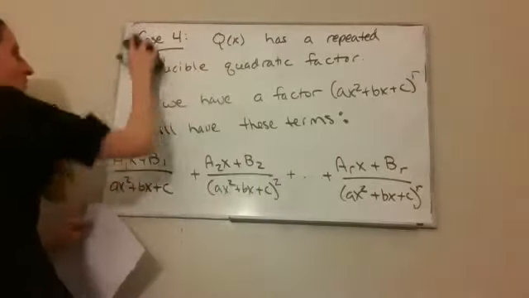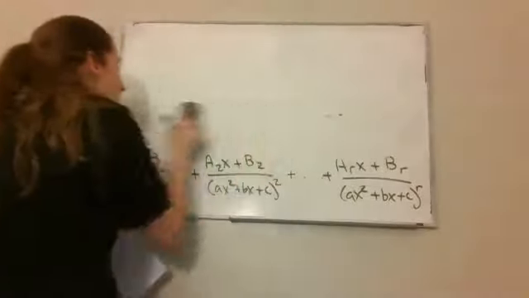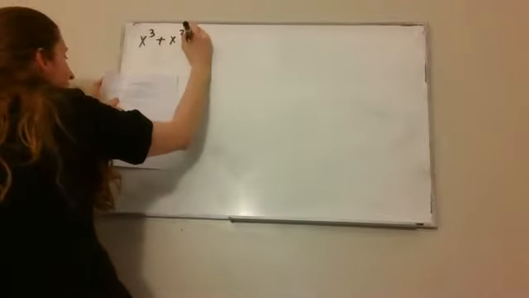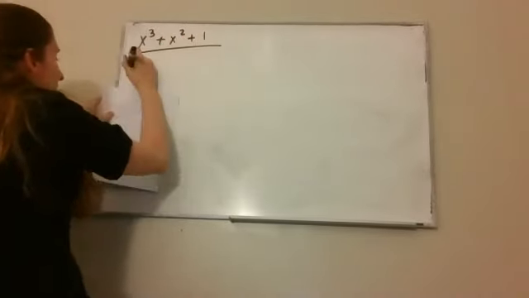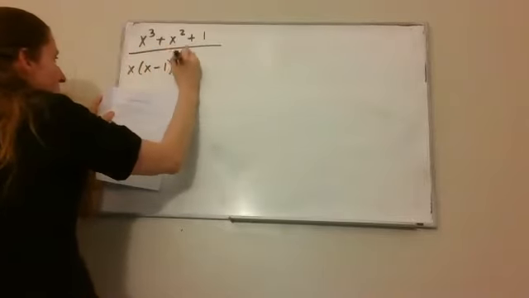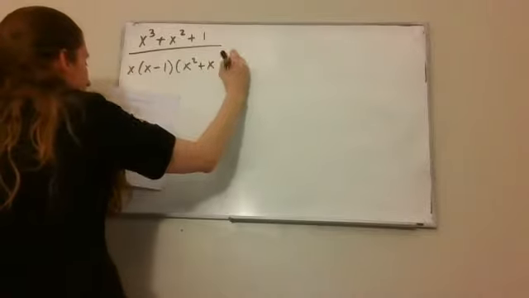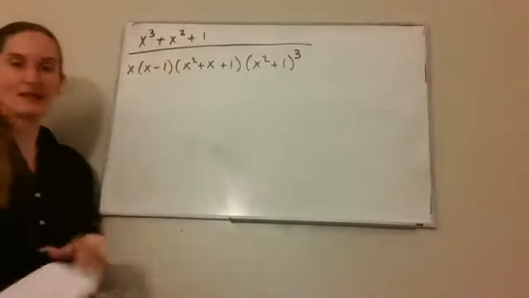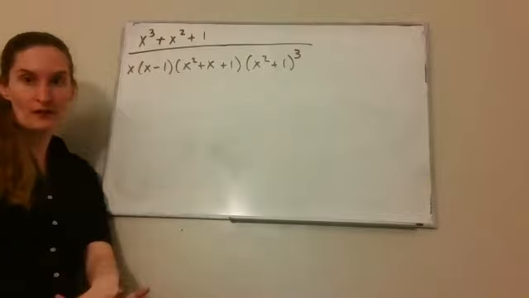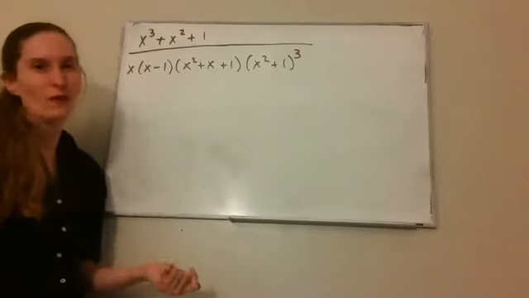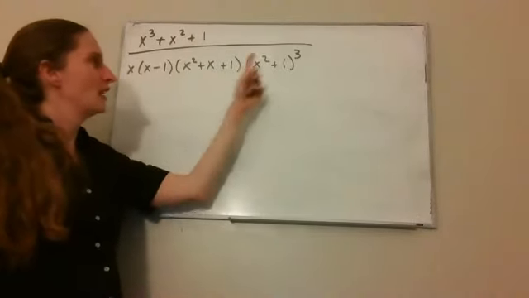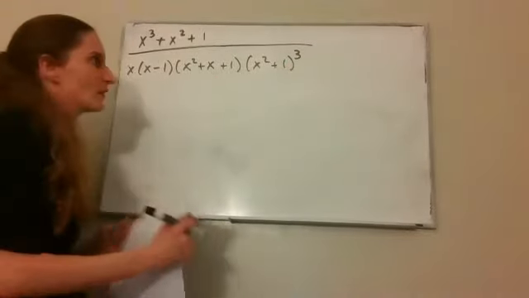So, for example, if we were going to just write out what the form of a partial fraction expansion looks like for this, x to the third plus x squared plus 1 over x times x minus 1 times x squared plus x plus 1 times x squared plus 1 to the third. Well, it's going to be kind of a mess, but take a look at it. We're not going to find all the constants, so don't freak out about that. We're just going to write out what the form would look like. We have linear, linear, quadratic, and quadratic that's repeated 3 times.